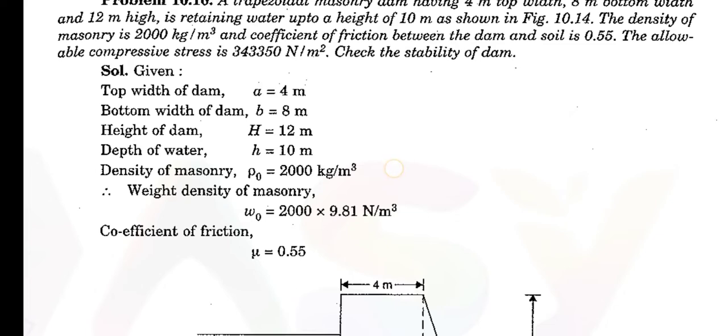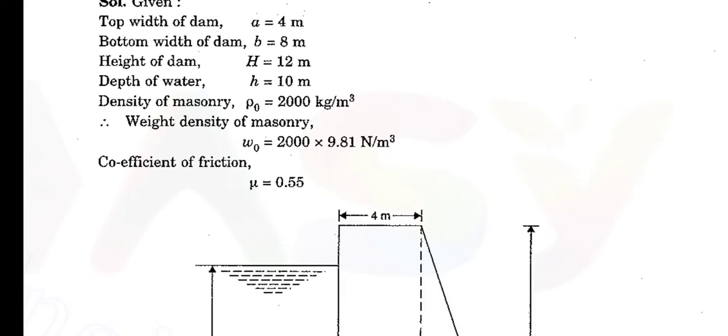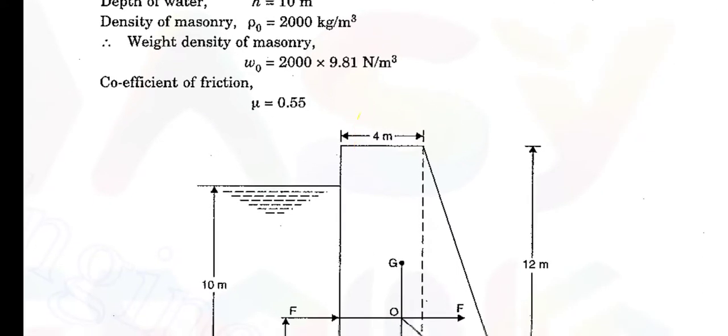The density of the masonry is 2000. This is mass density in kg per meter cube, which should be converted into weight density in Newton per meter cube by multiplying by g, the acceleration due to gravity. Then the coefficient of friction is 0.55, the symbol is mu.